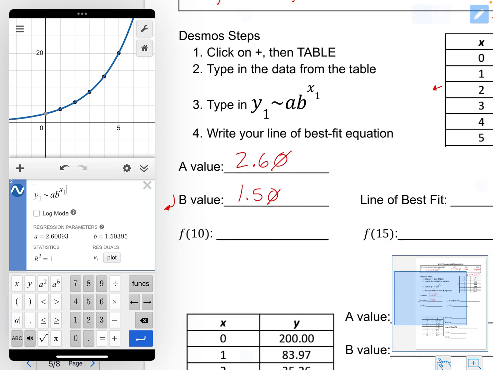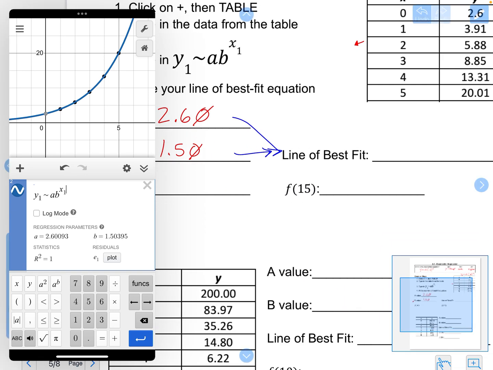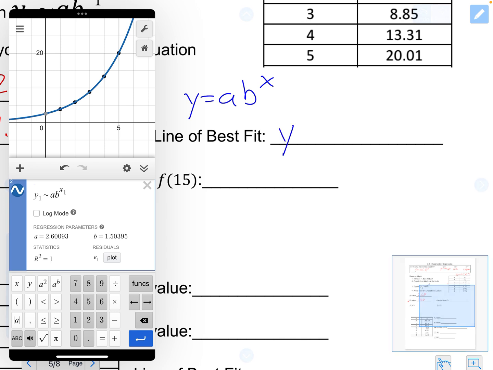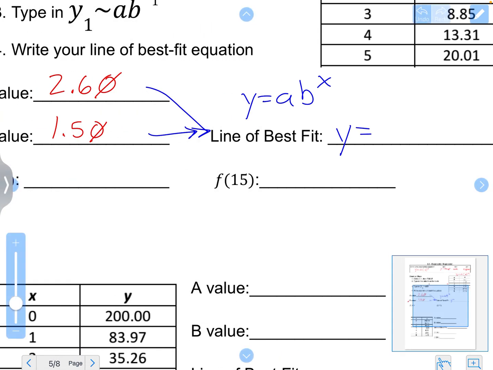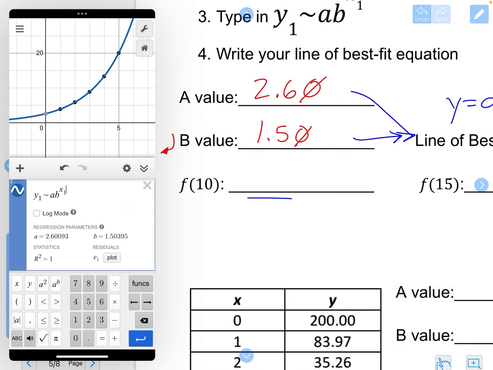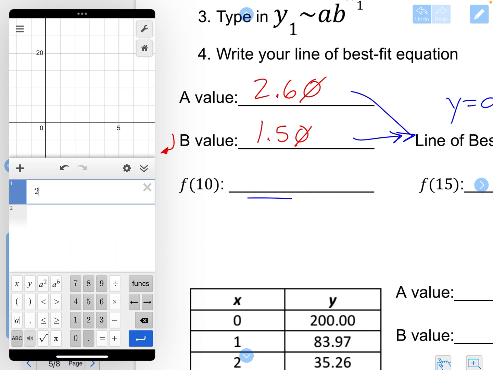So now I'm going to take these two numbers, and they're going to become my line of best fit. My line of best fit simply just means we're going to take the A and the B, and we're going to write an equation. So our equation is going to be y equals 2.60 parentheses 1.50 to the x. So now we're going to type that equation into Desmos. We're going to X out everything else we have.